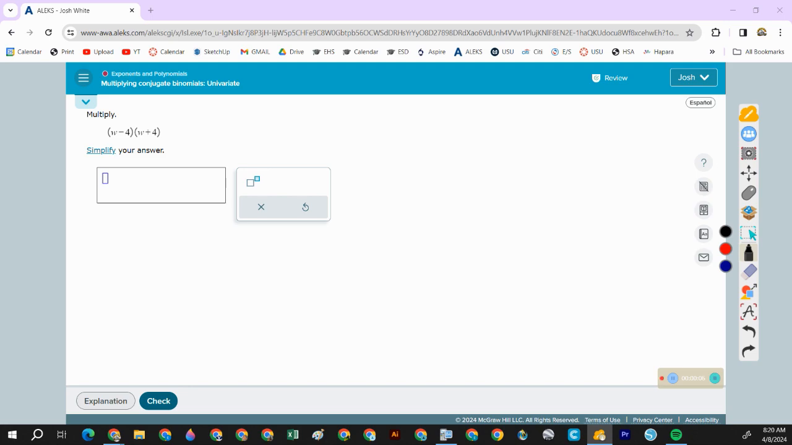So here we're just multiplying binomials. That times that is w squared. First one times the last one is 4w. And then negative 4w times w is negative 4w. And then minus 16. And these happen to cancel. So we're left with w squared minus 16.